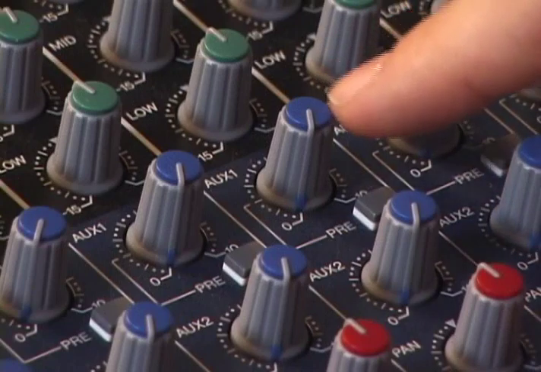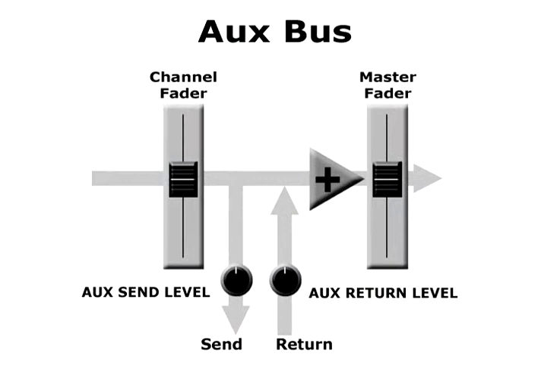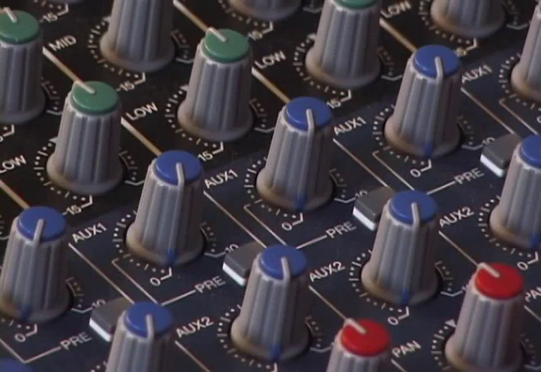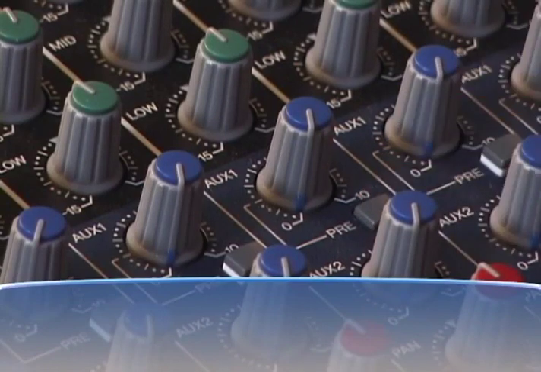When you see an AUX rotary control on a channel strip, it's really just another level control, adjusting the amount of signal from that channel to that particular AUX bus. AUX buses come in two varieties, namely pre-fader or post-fader. Sometimes they can be switched, as indeed they can here.